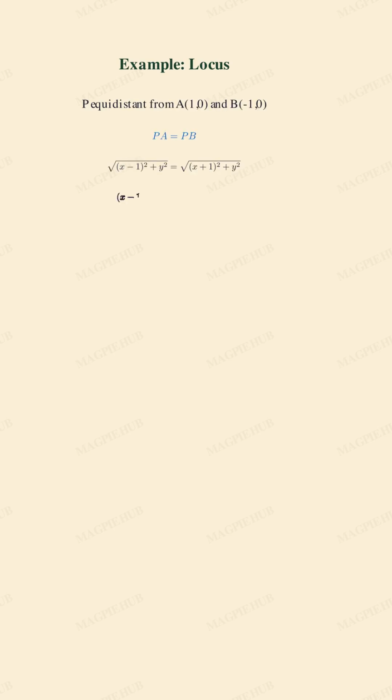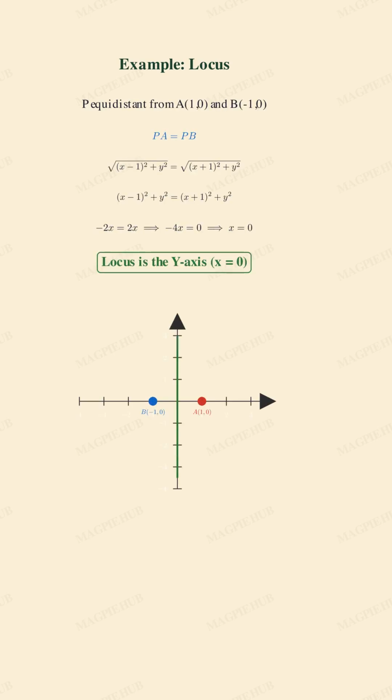Example, find the locus of a point P that is equidistant from A at 1, 0 and B at negative 1, 0. Let P be x, y, distance PA equals distance PB, square root of x minus 1 squared plus y squared equals square root of x plus 1 squared plus y squared. Squaring, x squared minus 2x plus 1 plus y squared equals x squared plus 2x plus 1 plus y squared. Simplify, minus 4x equals 0, so x equals 0. The locus is the y-axis. Watch P trace the y-axis, always equidistant from A and B.